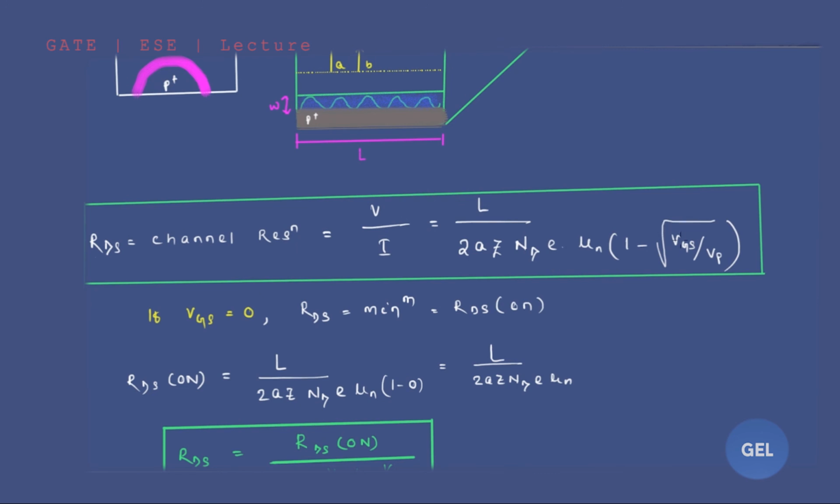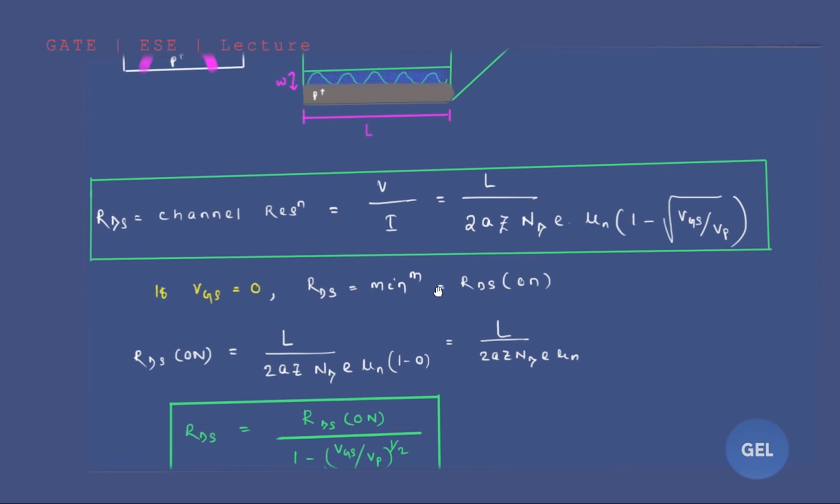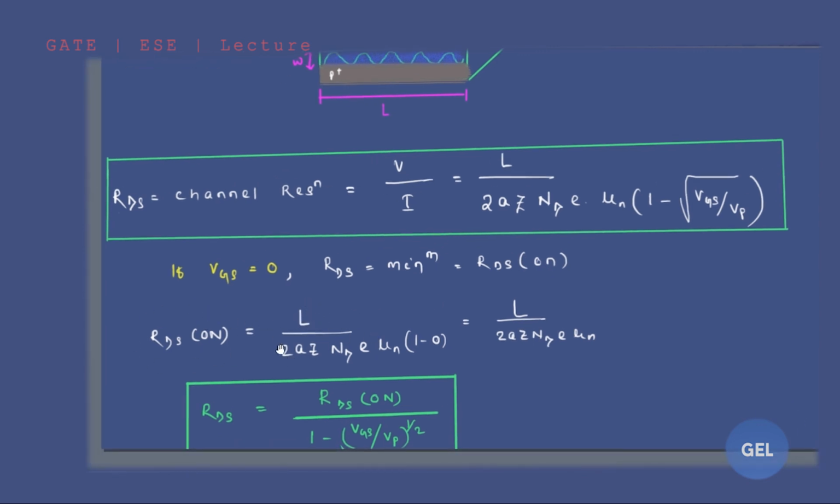Now if VGS is 0, if you put this value as 0, then RDS will give a minimum value. We call that RDS on, so RDS on will be equal to L by 2AZ ND E mu N whole into 1 minus 0. In place of VGS we put 0, nothing else was done. So from here you will get a value of RDS on. Your RDS on is L by 2AZ ND E mu N. So in the channel resistance expression, this value is your RDS on. Yes or no? So instead of writing this much, you can write RDS on divided by 1 minus VGS by VP whole to the power 1 by 2. If you couldn't understand this derivation, it is in the description, revise it again, write it with your own hand, it is a very simple thing.